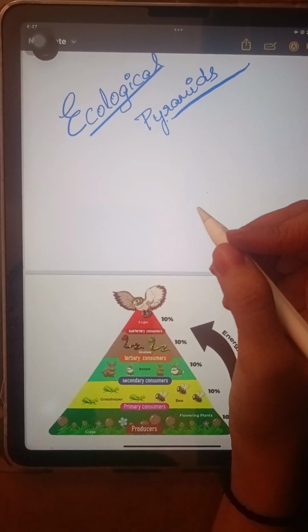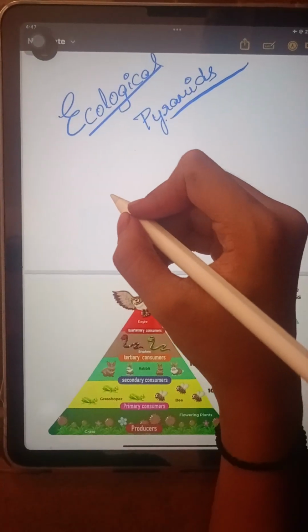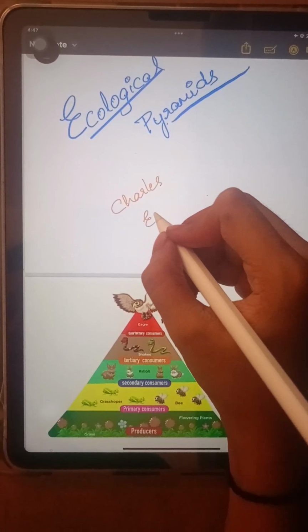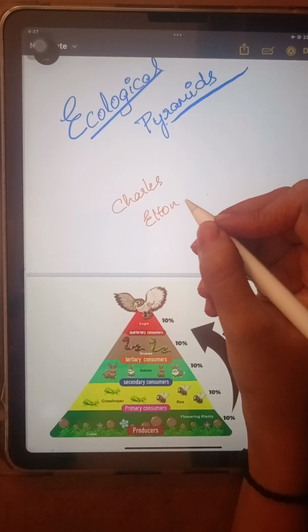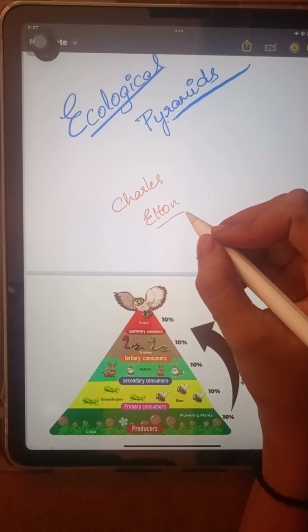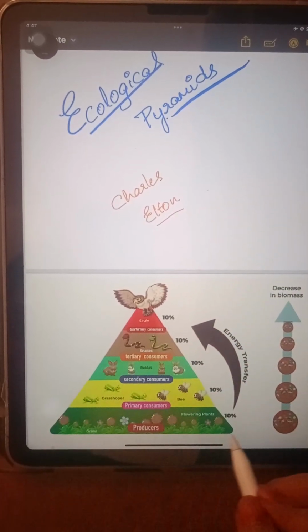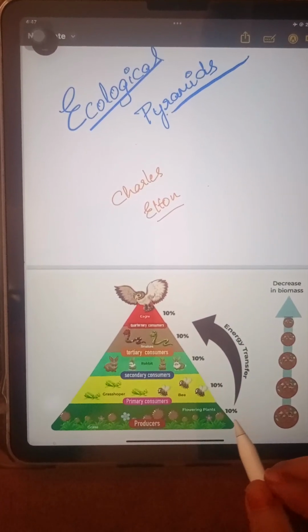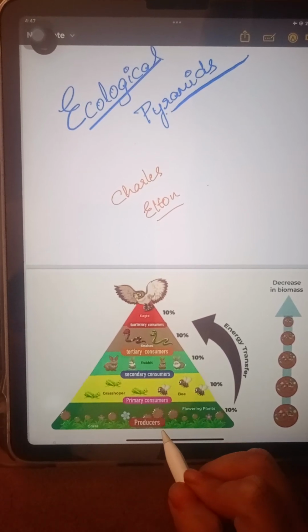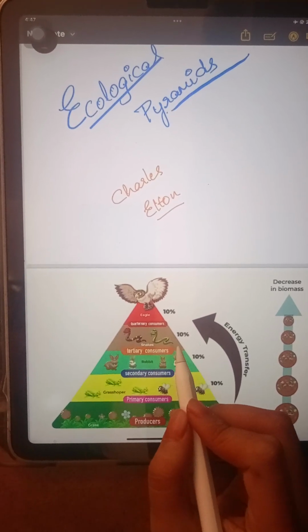Ecological pyramids. The concept of ecological pyramids was developed by Charles Elton, and hence these pyramids are also known as Eltonian pyramids. The pyramids are a graphical representation which depicts the number of organisms, biomass, and productivity available at each trophic level.